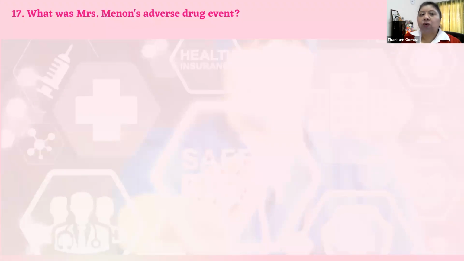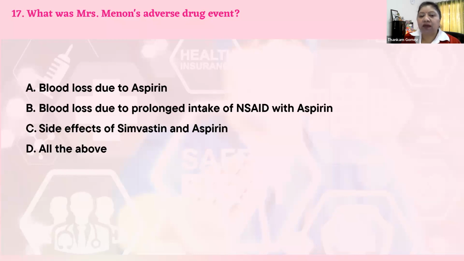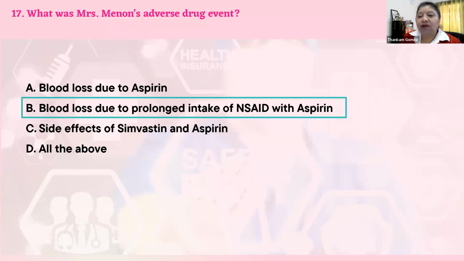So, what do you think was Mrs. Menon's adverse drug event? Why did she get dark stools? Blood loss due to aspirin, blood loss due to prolonged intake of NSAID with aspirin, side effects of simvastatin and aspirin, all of the above. Okay. Quick finger, Hannah, you're in action. Very good. Blood loss due to prolonged intake of NSAID with aspirin. The doctor did say to stop the aspirin, but she continued to take it. So that was the problem here.